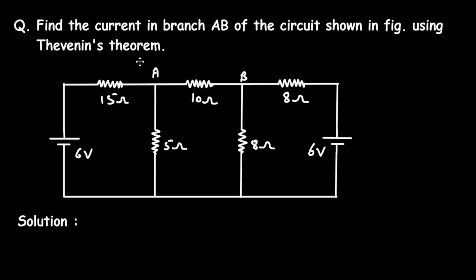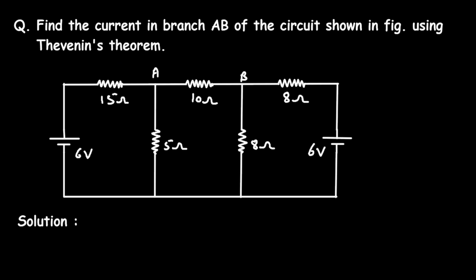Also, at the end of this video, we will see the simulator answer and we will verify our answer by using circuit simulator. Question: find the current in branch AB of the circuit shown in figure using Thevenin's theorem. Here for this circuit, we have to find the current through this branch. That means we have to find the current through this 10 ohm resistance by using Thevenin's theorem.